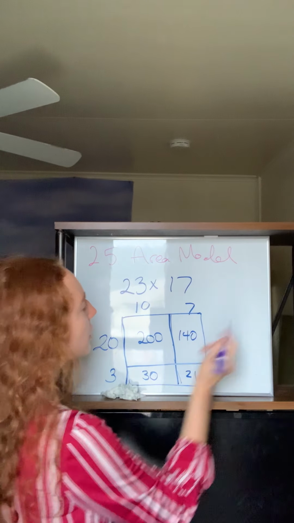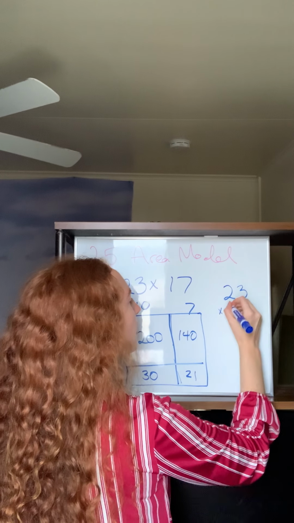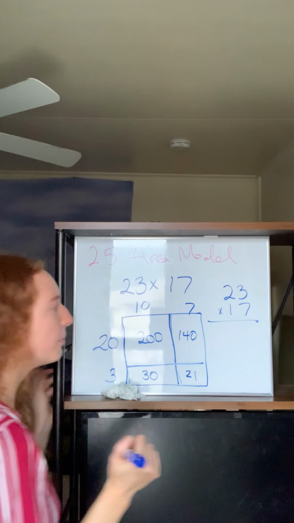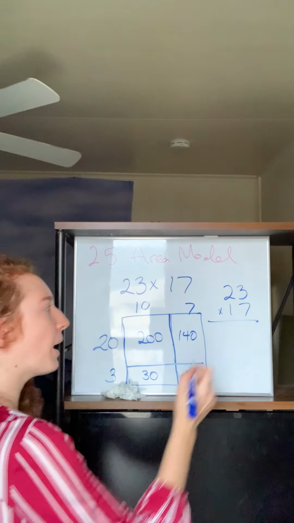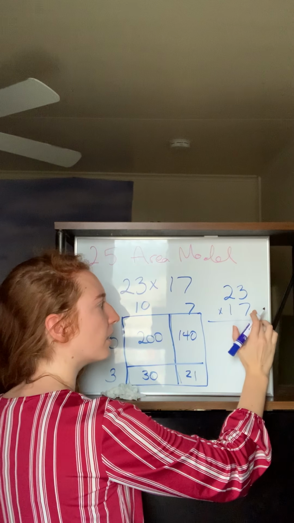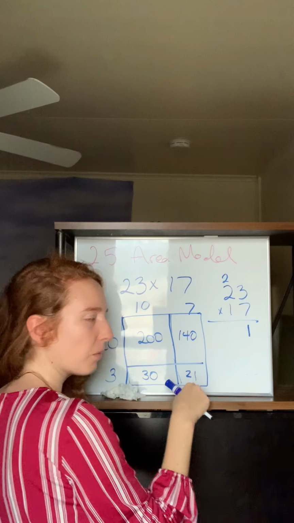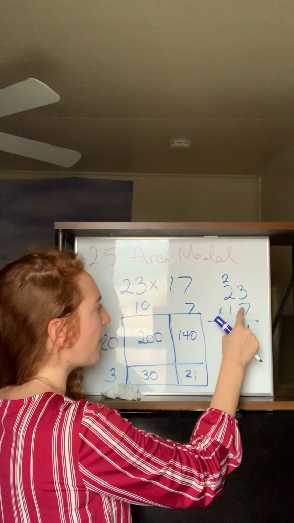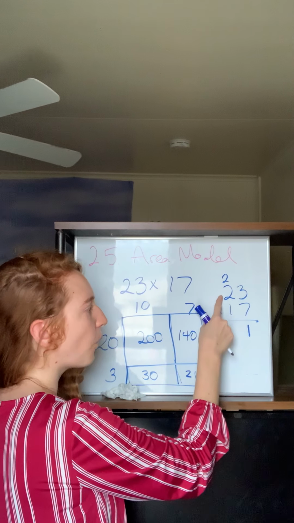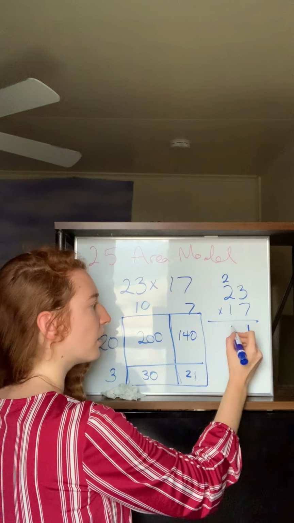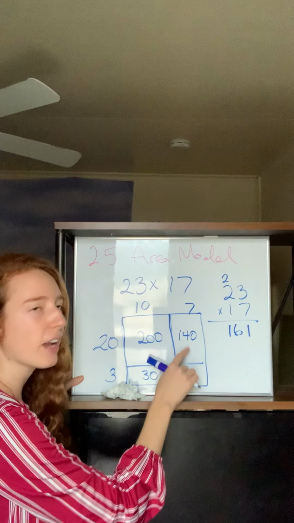Okay, so I can do the typical algorithm alongside it, and hopefully we can see a little bit of a pattern. So 3 times 7 is 21. Carry the 2, so that's the 21 I got down here. And then 7 times 2 is 14, that's my 140, and I'm adding 2 to it. So I'm going to get 16. And that's what I would get if I added these two.